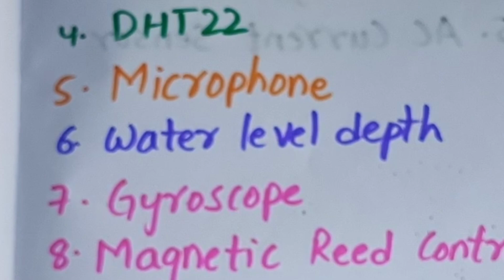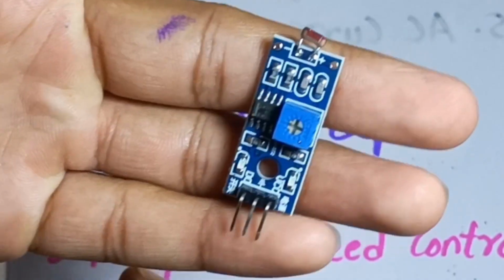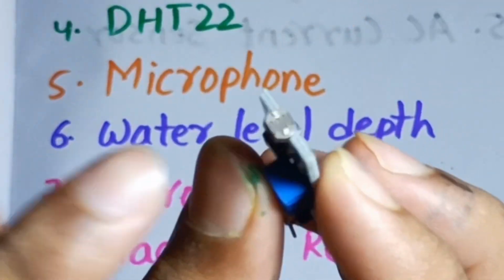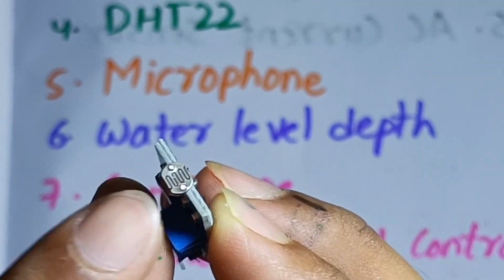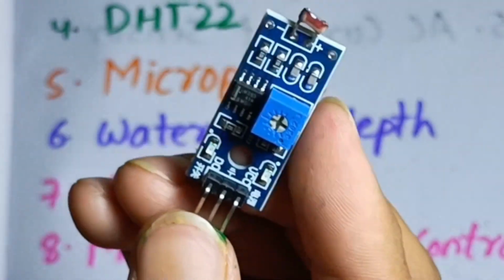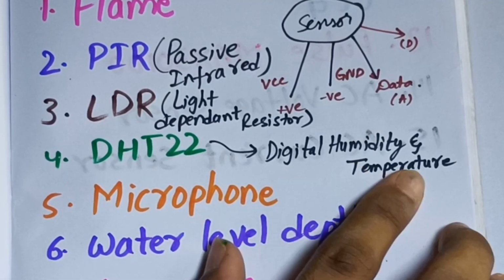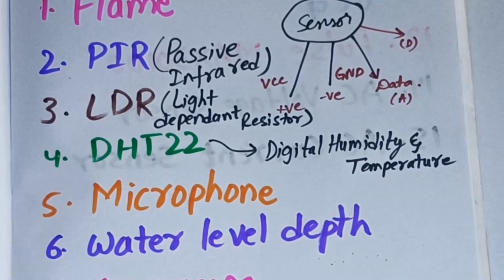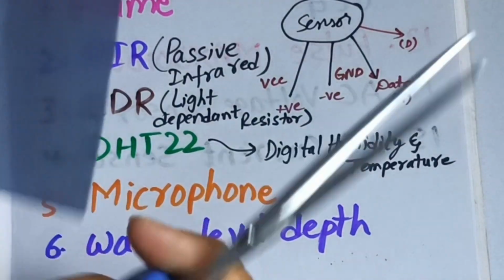And coming to LDR, let me show you this. This is LDR. LDR is nothing but light dependent resistor. This has a small thing here which is called light dependent resistor, and using this we can calculate the intensity of the light. And coming to DHT22, it is a digital humidity and temperature sensor. That means it is used to detect the humidity and temperature in your surroundings, and this is what it is.